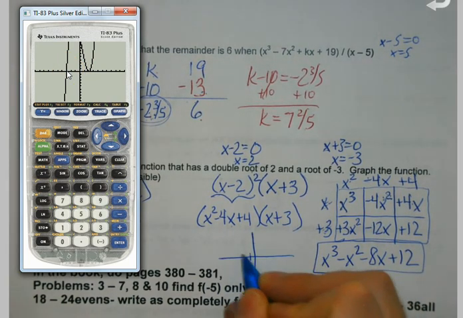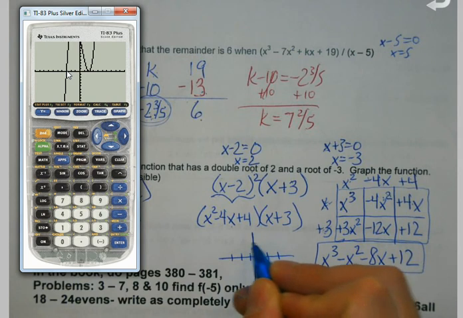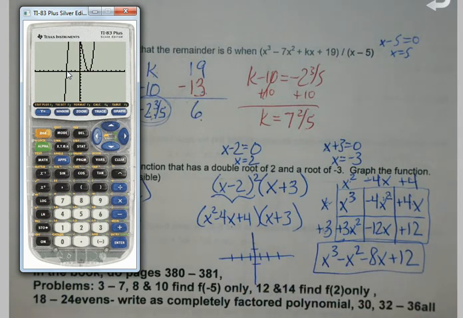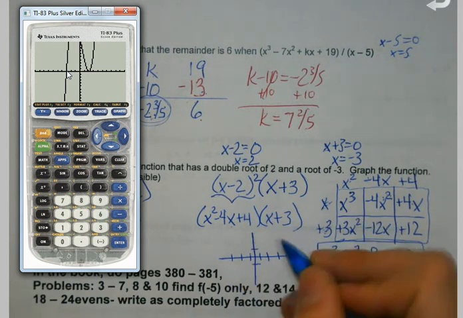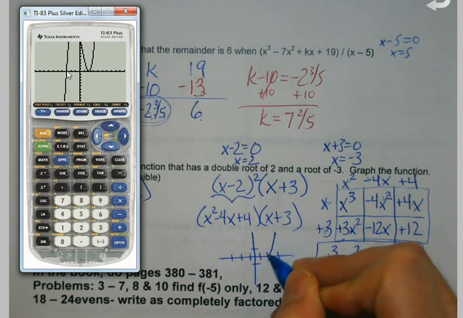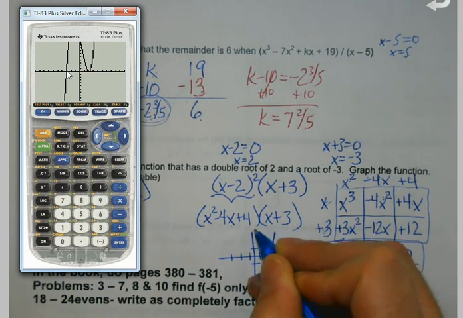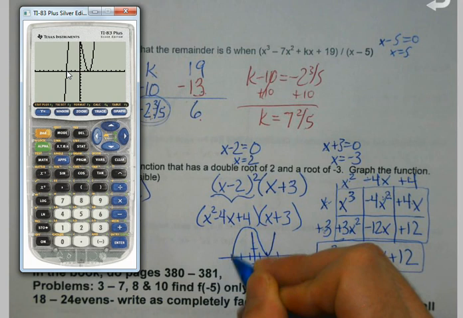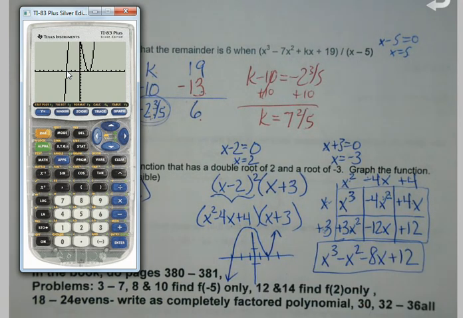So if I were making a little sketch here, I'd say, okay, making sure that I get that double root bounce at 2, and that I get that single one at negative 3. And that's basically all I'm looking for with something like that. And that basically should get you covered for everything else that's within your assignment.